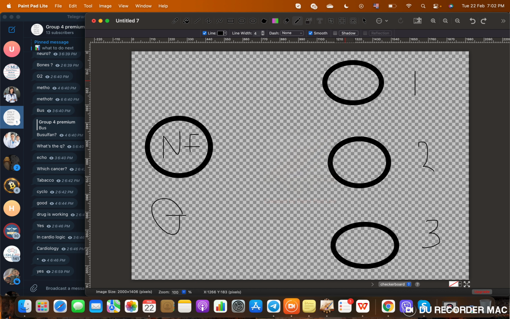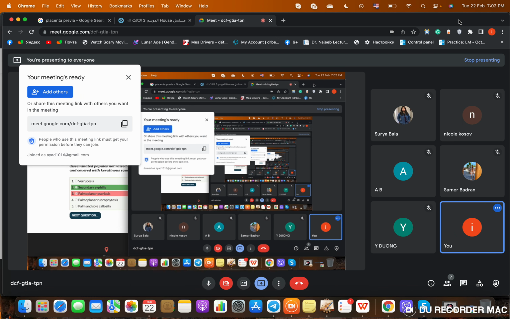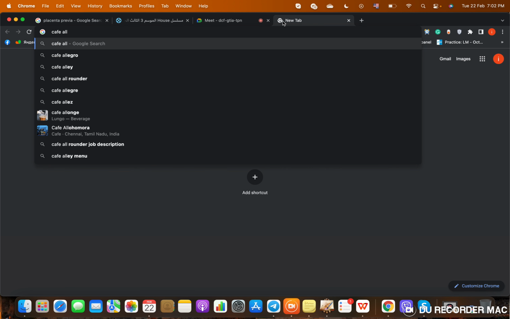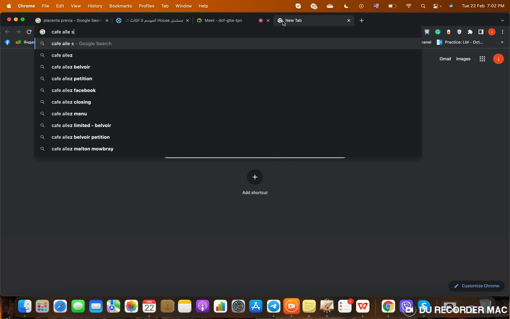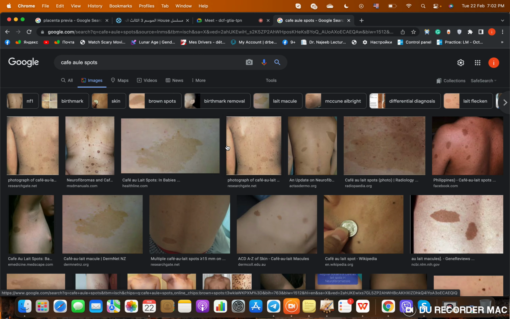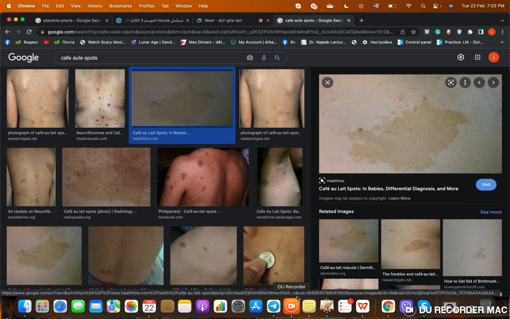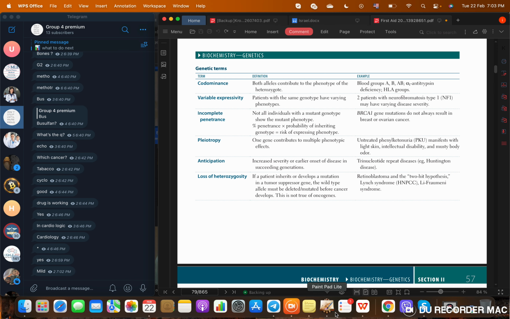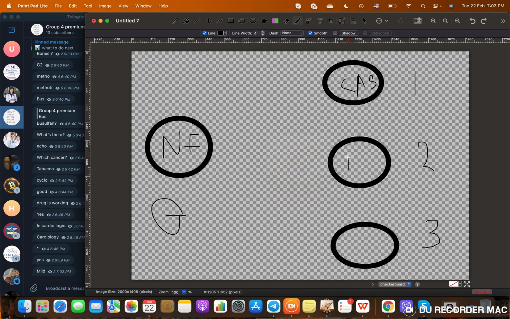is going to be cafe-au-lait spots. If you don't know what that is, I will show it to you. Yeah, something like this, cafe-au-lait spots. Okay, so is it severe or mild if the patient has only cafe-au-lait spots? What do you think? Is it severe or mild? Super mild.